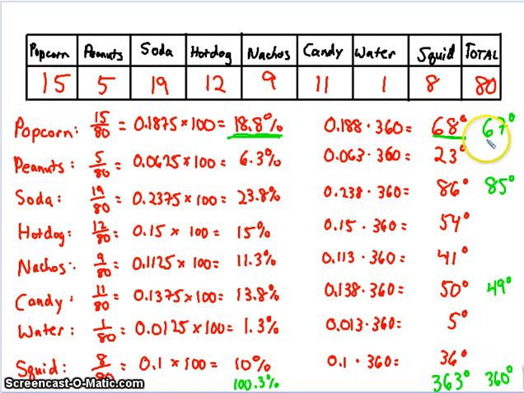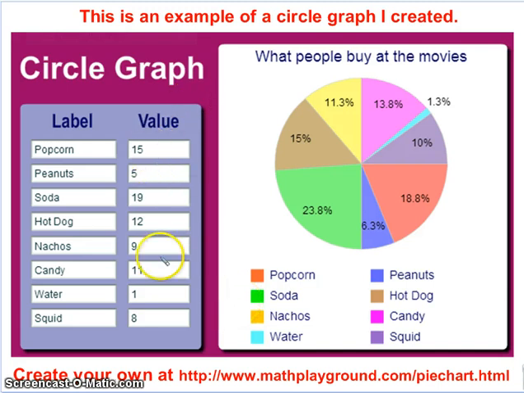All right, so I take all of that data, I take these things on the right-hand side, and I'm going to start my circle. I'm going to put a line from the center, the radius. I'm going to measure off my first one, 67 degrees, okay? Now, I already have it done. So I'm just going to show it to you. Here's my data. Here are my colors. This is what each one represents. And I put the percentage on the graph. I have it labeled, what people buy at the movies. This is a great circle graph.